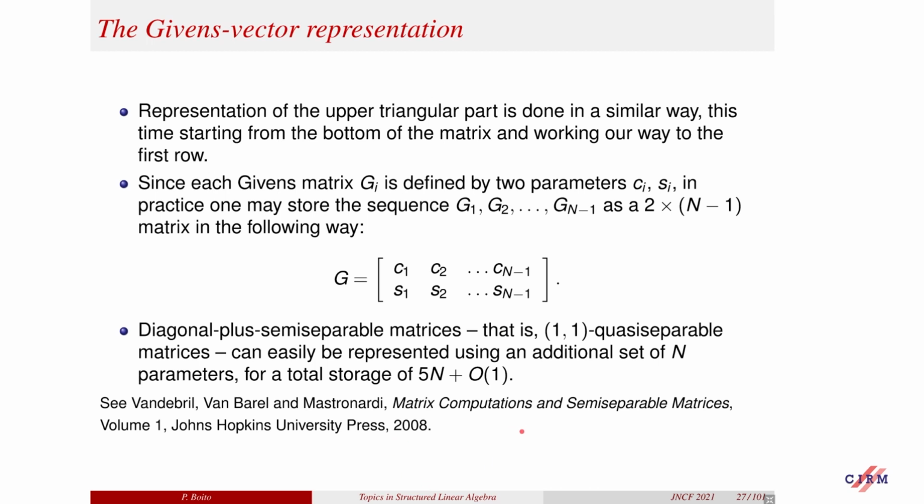If we want to also add a diagonal that's independent of the quasi-separable structure, then we have an additional set of n parameters. So the total storage is 5n plus constants. Okay, so this kind of representation, as I was saying, is used in the books by Van Barel and Mastronardi, who develop all sorts of algorithms for working with this representation.